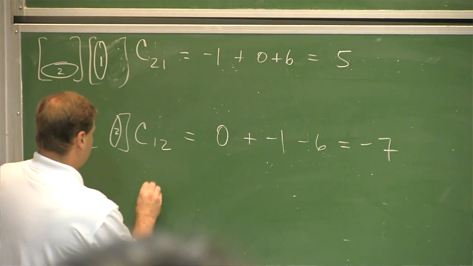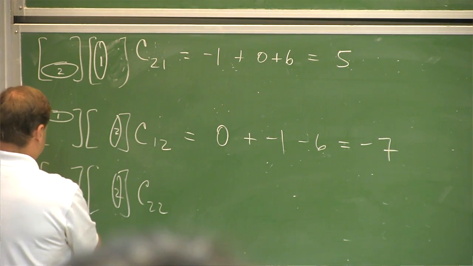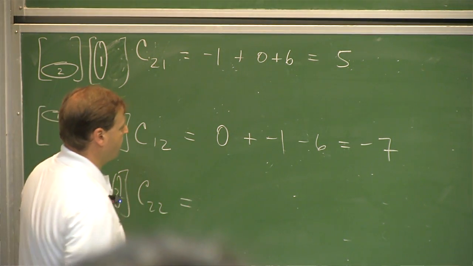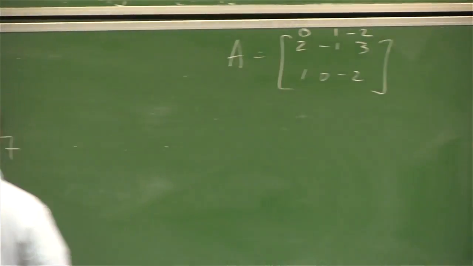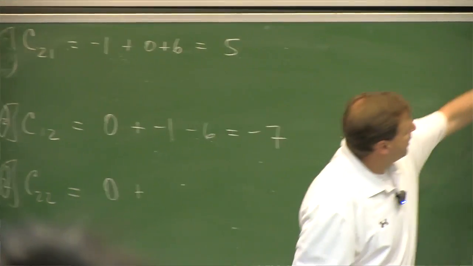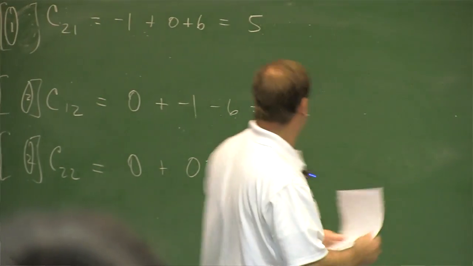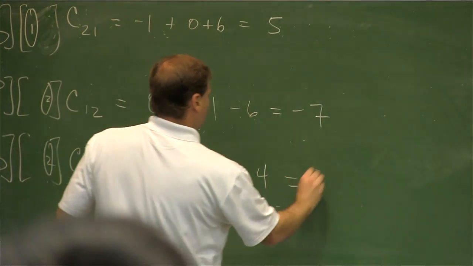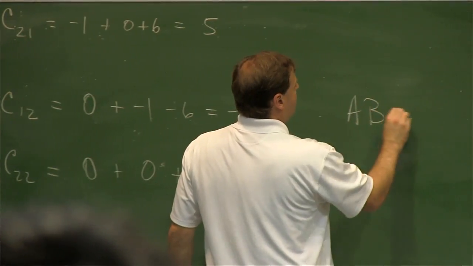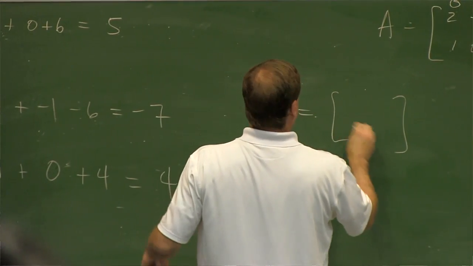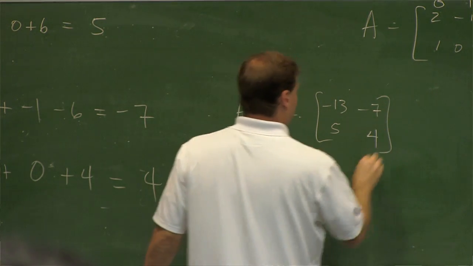And then the last one is the C22. That's going to correspond to the second column and the second row. Okay, so now I'll match up the 0 with the 1. That gives me 0. And then 1 with 0. That's 0. And then -2 with -2, that's +4. Okay, so now I can say that AB is equal to -13, 5, -7, 4.